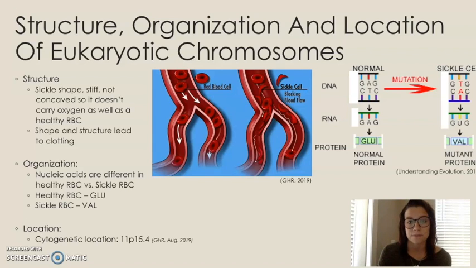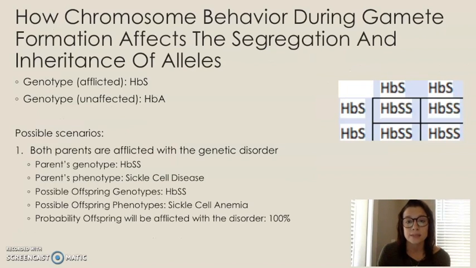So the next 4 slides that I'm going to cover are from Project 2 that we did, with the Punnett squares, talking about parents' genotypes, as well as offsprings', phenotypes for offsprings and for parents, and then the probability that the offsprings will be afflicted with the disorder. So the genotype for an afflicted person with sickle cell is HB capital S, and the genotype for an unaffected person is HB capital A. For someone with a sickle cell trait, they will have a genotype of HB capital S capital A.